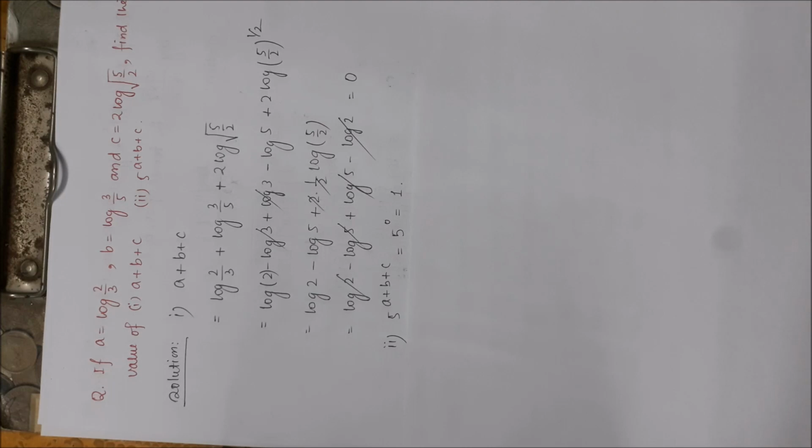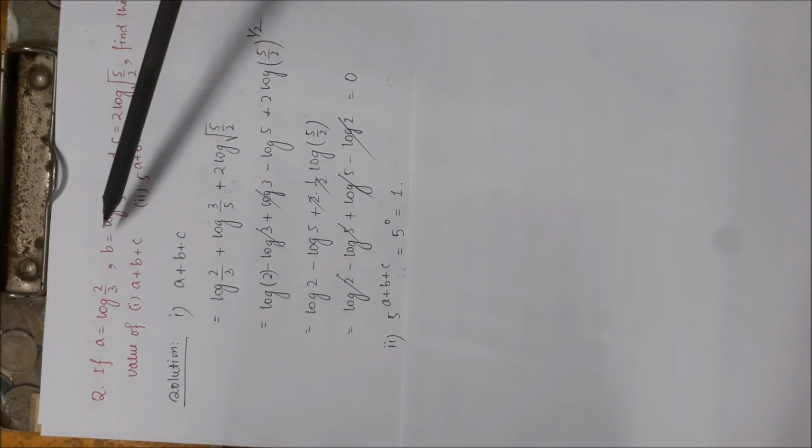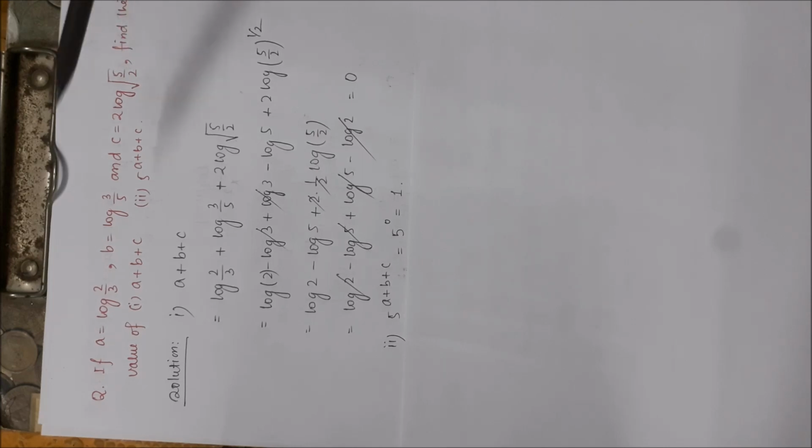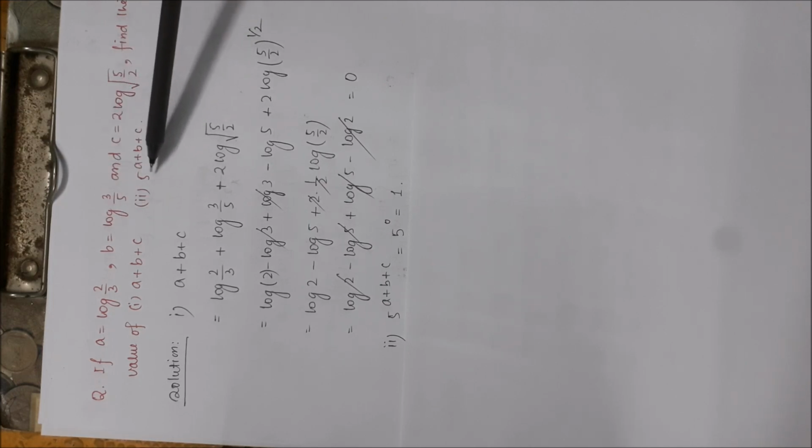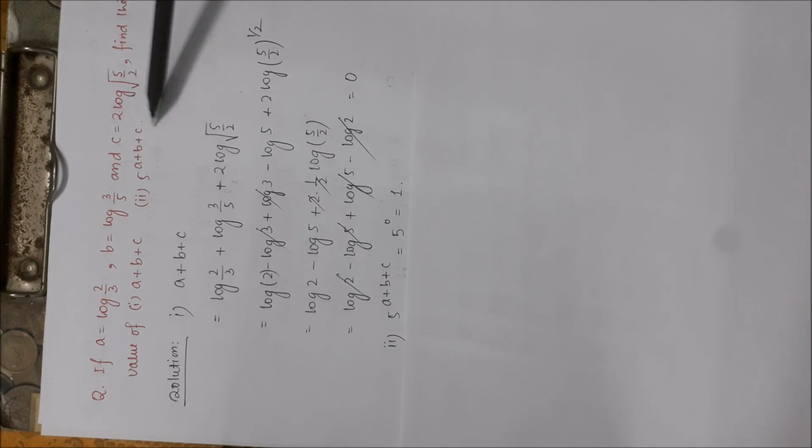Now moving into our next problem: if a is equal to log 2 by 3, b equals log 3 by 5 and c equals 2 log square root of 5 by 2, find the value of, there are two subparts of the sum. First we need to find out the value of a plus b plus c, and second we need to find out the value of 5 raised to a plus b plus c.